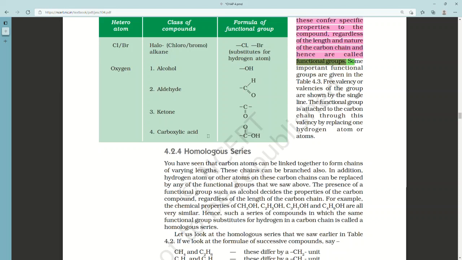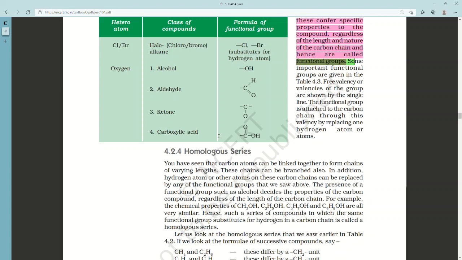If we look at the formulae of successive compounds, say CH4 and C2H6, they differ by a CH2 unit. C2H6 and C3H8 also differ by a CH2 unit. What is the difference between the next pair, propane and butane? Can you find out the difference in molecular masses between these pairs? The atomic mass of carbon is 12 AMU and the atomic mass of hydrogen is 1 AMU.